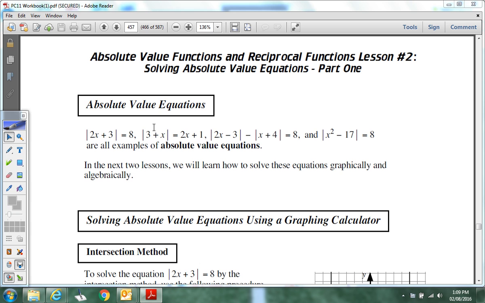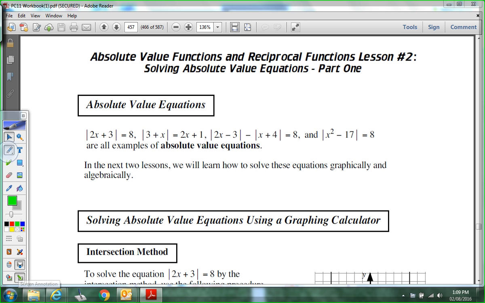So, for example, these are all examples of absolute value equations. Absolute value of 2x plus 3 equals 8. Absolute value of 3 plus x equals 2x plus 1, etc. I'm just going to sketch this one really quickly to give you my reasoning for why we have to think about both pieces.